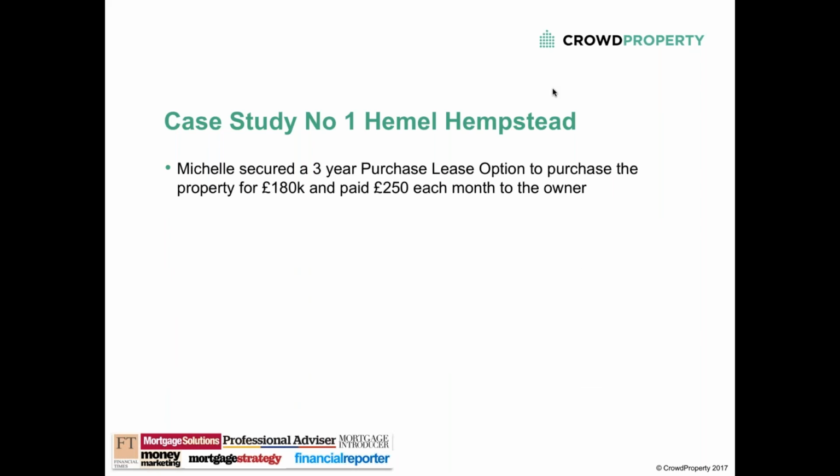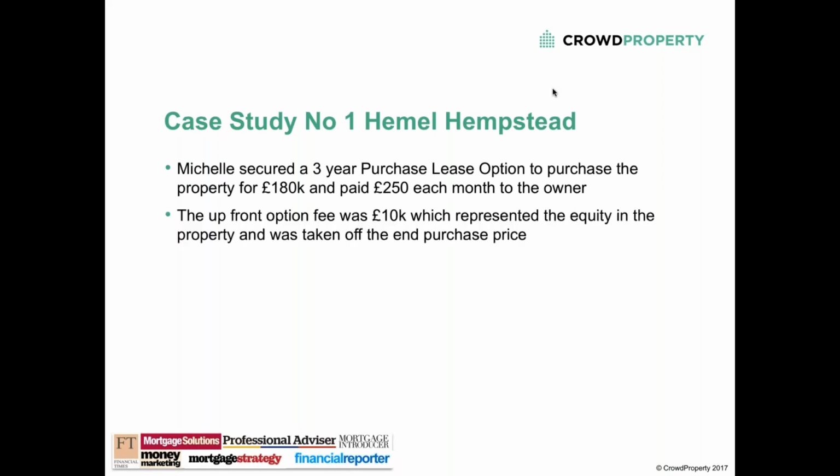So basically, she secured a 3-year purchase lease option to purchase the property at the price of £180,000. And in the meantime, she paid £250 each month to the owner to cover the existing mortgage. Now, the reason the owner was happy to do that was because she put down an upfront option fee of £10,000, and that actually represented all the equity that was in the property. So the mortgage was about 170, the value was 180, the house was empty, the lady was spending money every month on the mortgage. She didn't want this liability. Michelle came in and paid her all of the equity, which was £10,000, and gave her £250 a month.